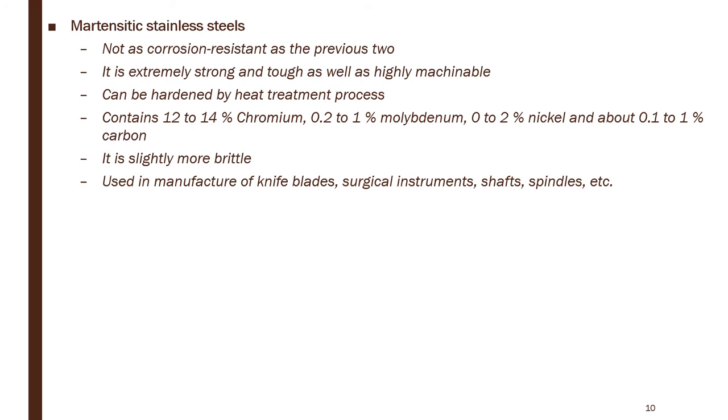Third one, martensitic stainless steels. Martensitic stainless steels are not as corrosion resistant as the previous two types, but are extremely strong and tough, as well as highly machinable, and can be hardened by heat treatment. This type of steel usually contains 12 to 14% chromium, 0.2 to 1% molybdenum, 0 to 2% nickel, and about 0.1 to 1% carbon. Martensitic stainless steels are slightly more brittle compared to other types of steel. That's why they are mainly used in knife blades, surgical instruments, shafts, spindles, etc.